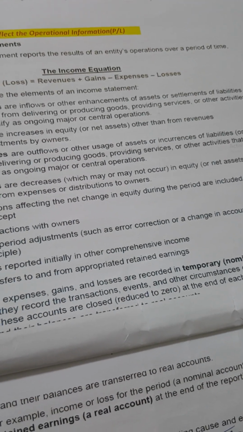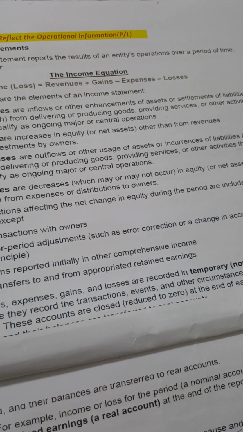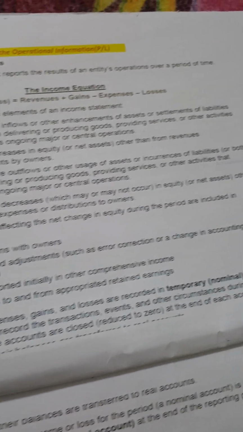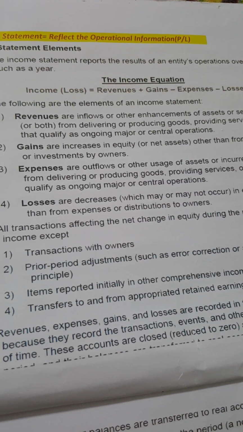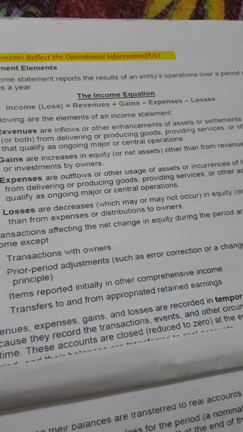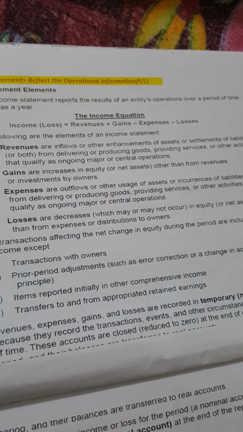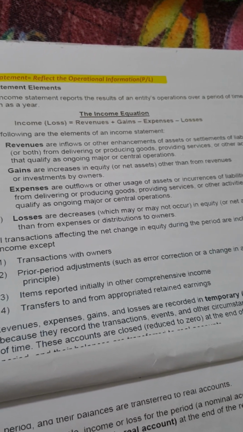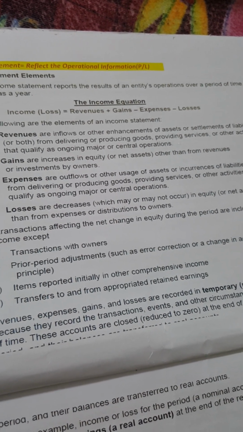Losses, as I was saying, are decreases in equity, which may or may not occur. So our net assets are getting decreased, other than from expenses or distributions to the owner. Distribution to the owner means that when we are making money in the business entity, we give some extra amount to the owners.